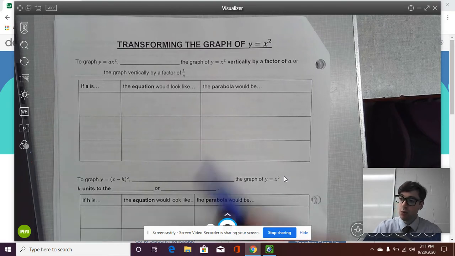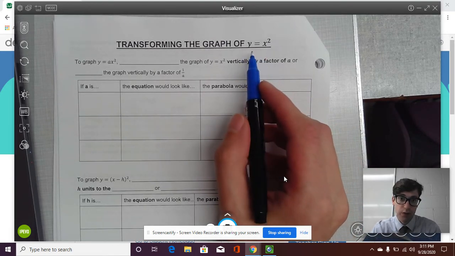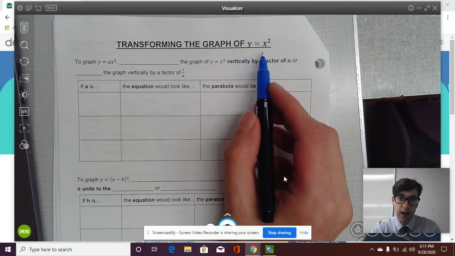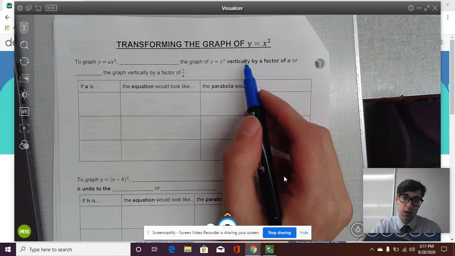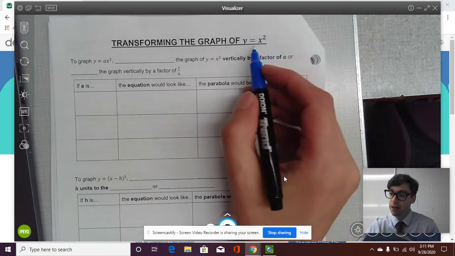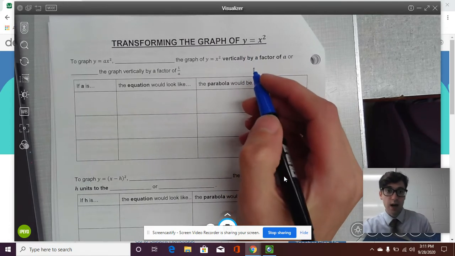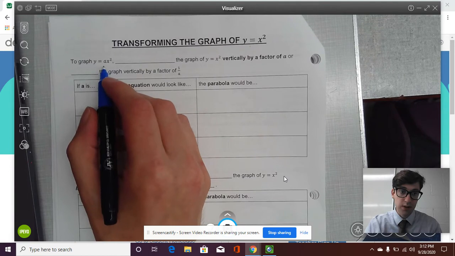The lesson today is what are called transformations of parabolas. We're always going to start with the basic graph y equals x squared, and what we're going to do is transform it into a variety of different parabolas. So we're always starting with this basic or parent graph, which we're going to call y equals x squared. And the first thing we're going to do is look at what does the a value do.